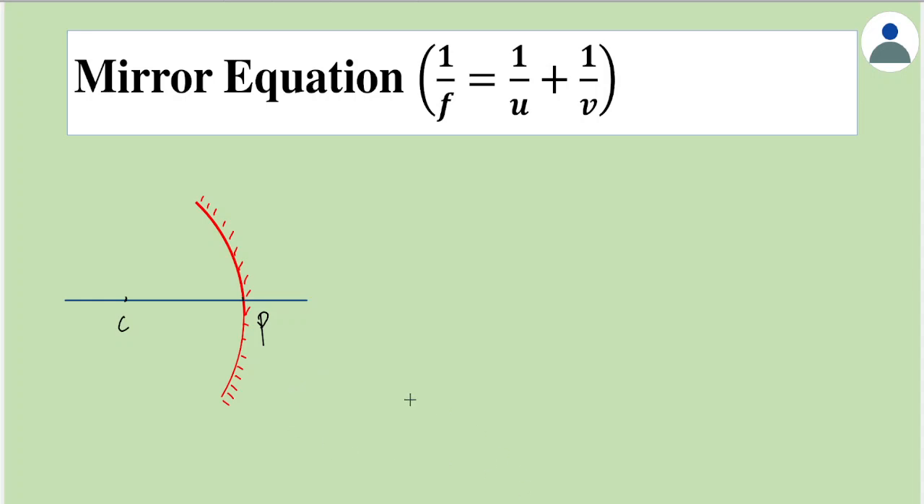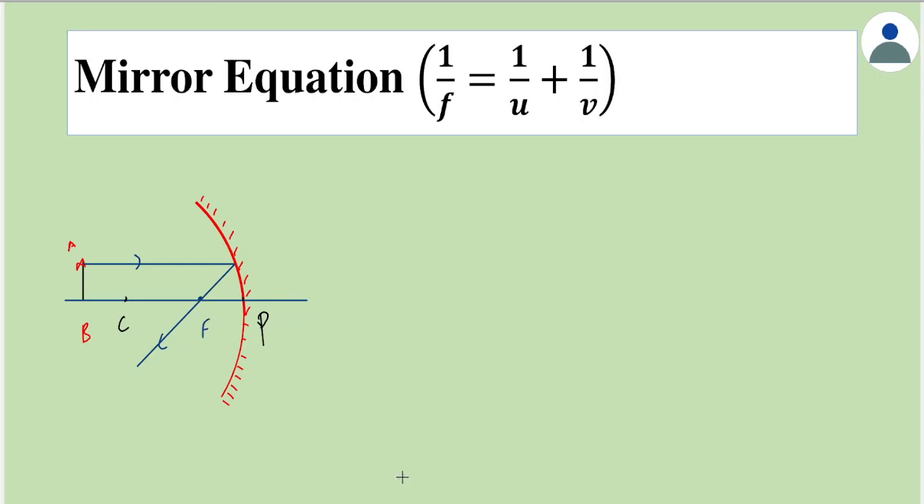Now we'll take an object and call it AB. From this object, let us draw a few light rays. One light ray, let us draw parallel to the principal axis. After reflection, this light ray would pass through a point like this. The point where it passes through is the focus.